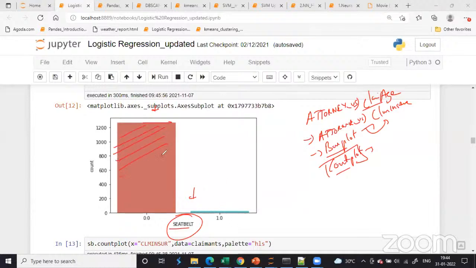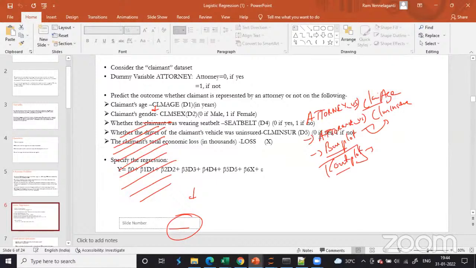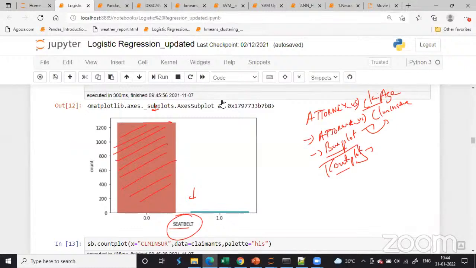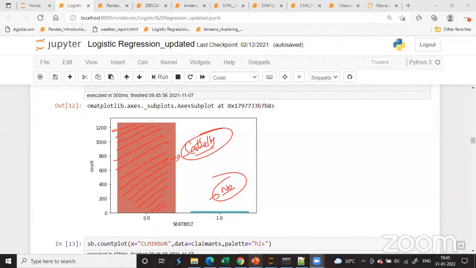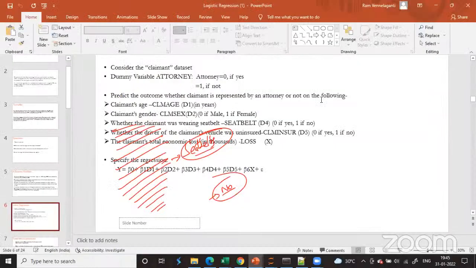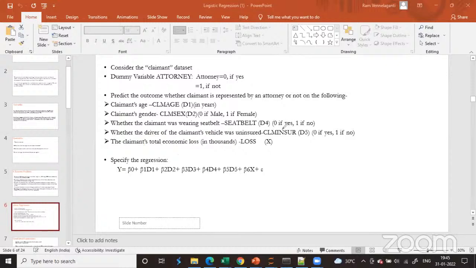What does 0 mean in your seatbelt column? 0 means that person is wearing a seatbelt. So most of the observations in your data set are claimants who are wearing seat belts. 1 means they are not wearing a seat belt. So 0 means they are wearing a seat belt, and 1 means they are not wearing a seat belt. That is the understanding you're supposed to have.